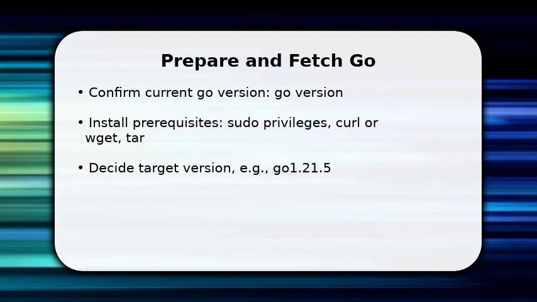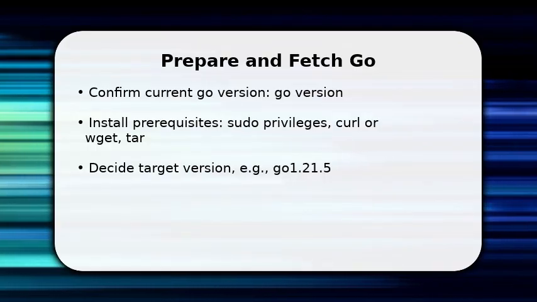You start by verifying what you have now. Run go version so you know the baseline. Next, make sure you have sudo rights and a downloader like curl or wget. These let you fetch the official binary.